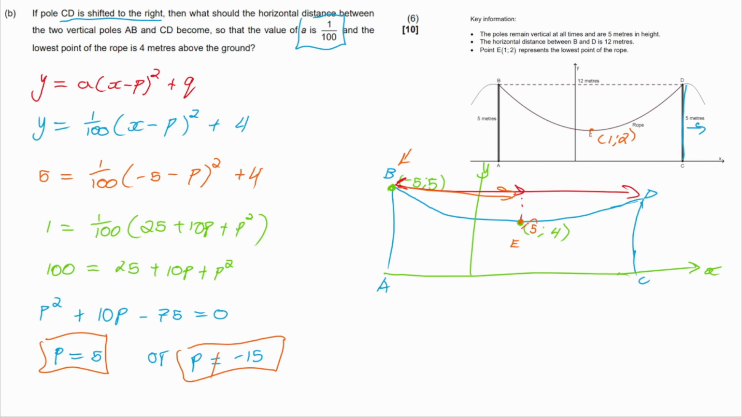So we know that this value over here is 5. What's the distance between b and this 5? 10 units. So then this distance is also 10. Be very careful. They asked, what is the horizontal distance between the two vertical poles? What is that distance? It's 20 meters. Therefore, the distance between the poles is 20 meters.